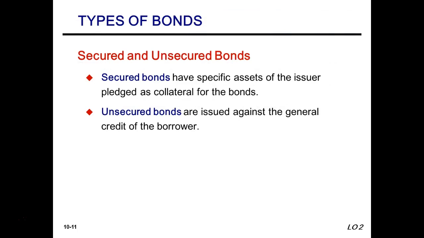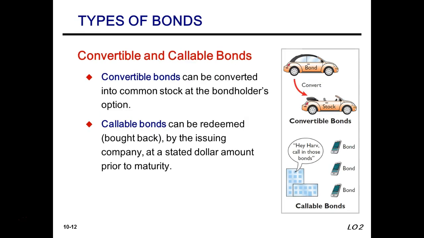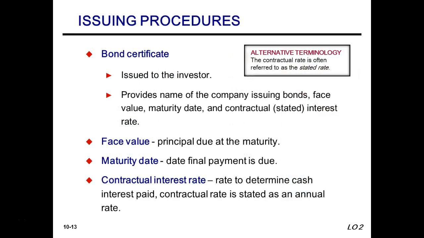There are different types of bonds. Make sure that you review the different types of bonds. There's secured and unsecured bonds. There's convertible and callable bonds. Make sure that you're familiar with this terminology. So let's talk about the issuing procedures for bonds. Understanding the bond terminology is very important.